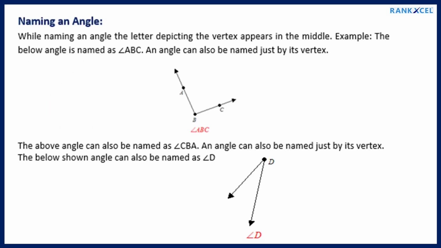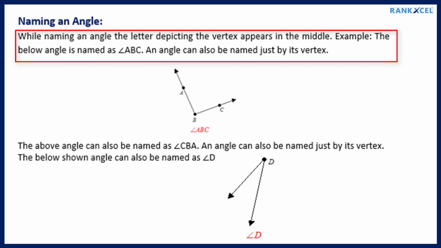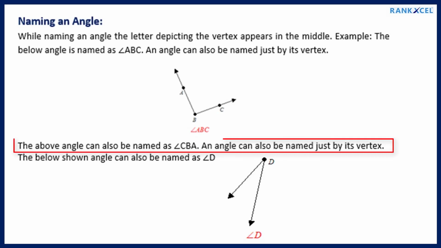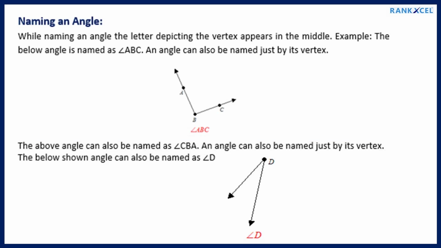Naming an angle. While naming an angle, the letter depicting the vertex appears in the middle. Example, the below angle is named as angle ABC. The above angle can also be named as angle CBA. An angle can also be named just by its vertex. The below shown angle can also be named as angle D.